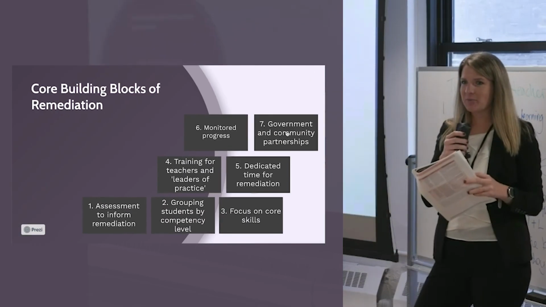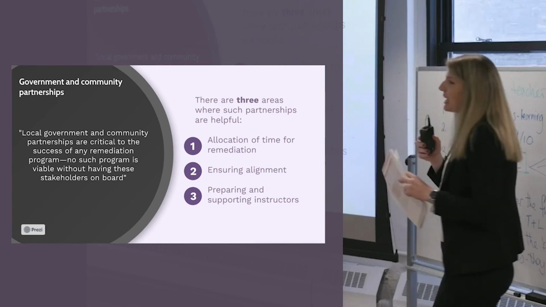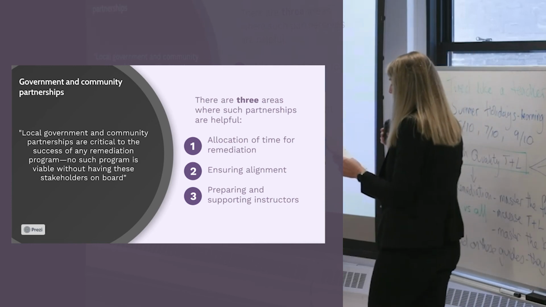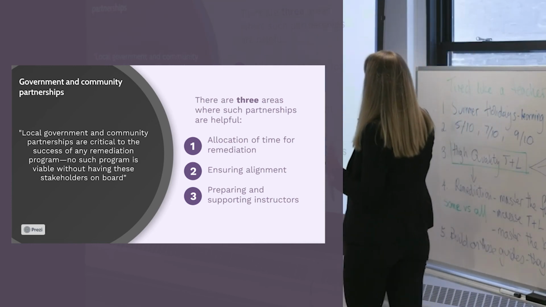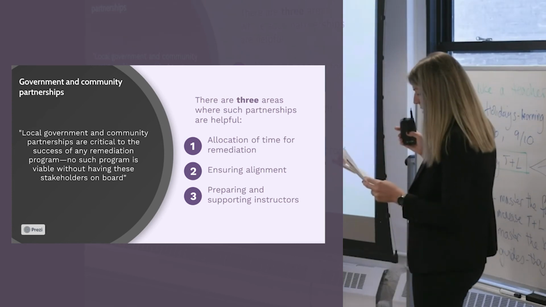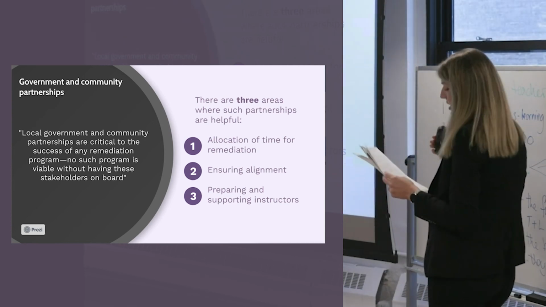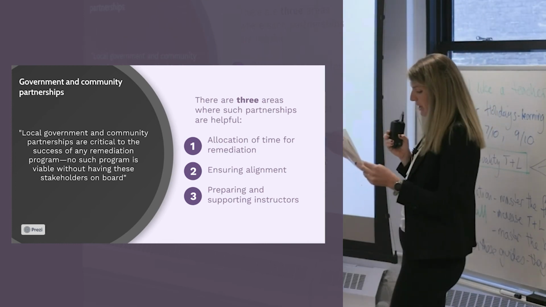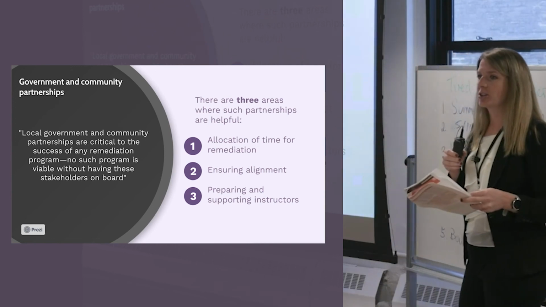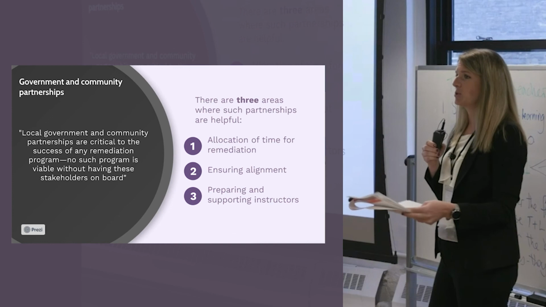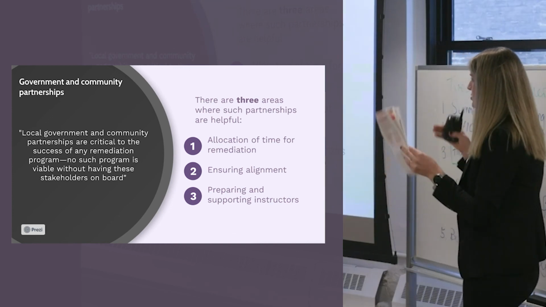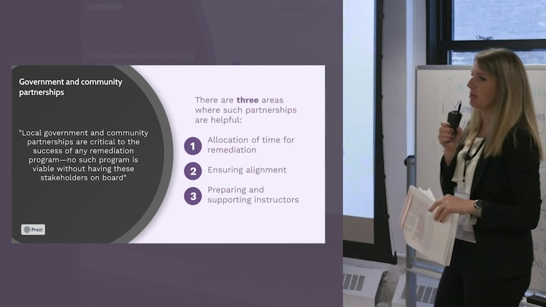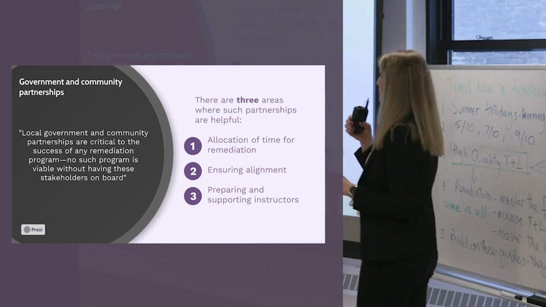All right, we're on the home stretch here. Building block number 7 is government and community partnerships. No remediation program is viable without local government and community support on board. We highlight 3 particular reasons why this is helpful: allocation of time for remediation, ensuring alignment between core instruction, assessment, and essential skills, and preparing and supporting instructors, really ensuring that instructors and those who support them have the resources they need to do so. These are three of what we found to be the most important reasons why you want to ensure that local government and community are on board with your remediation program.